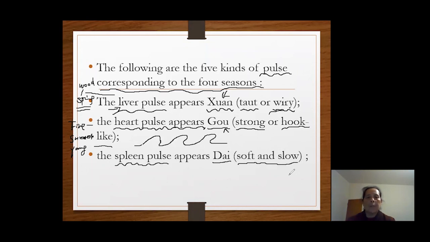Normally we feel the pulse, but kind of softer. It's not like summertime. It's pretty stronger, jumping there. So that's the spring pulse.